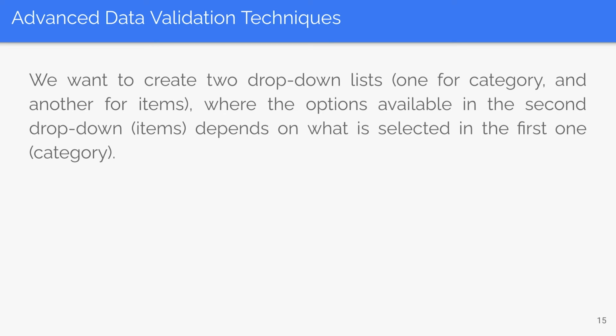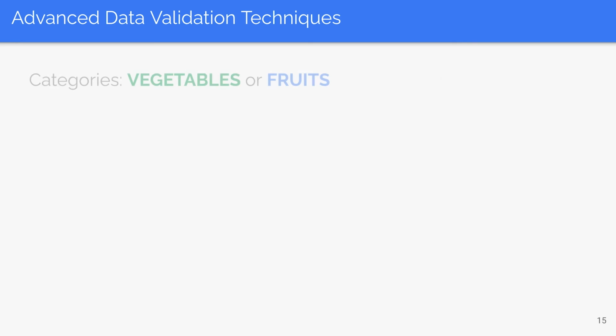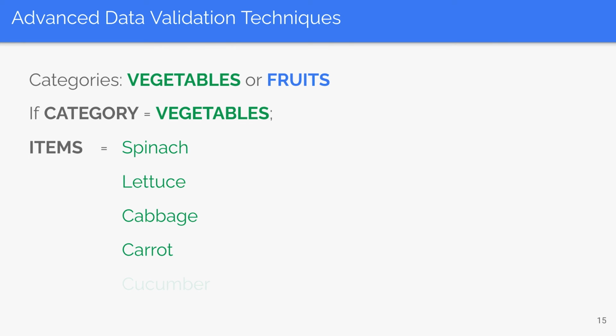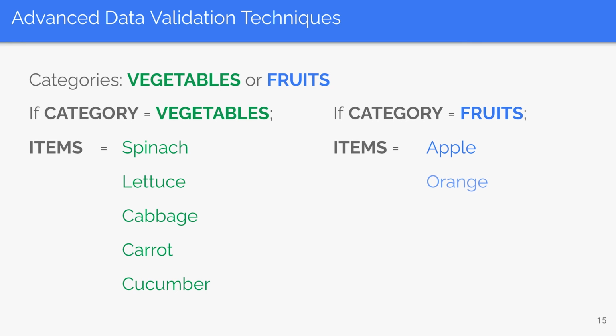In this scenario, we want to create two drop-down lists, where the options available in one drop-down list depend on what was selected in the other list. Our first list indicates the category we are dealing with, whether fruit or vegetables. And our second list gives us options of the fruit or vegetables available, depending on the category that was chosen.